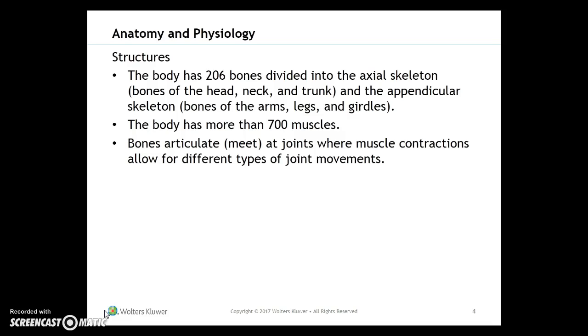So when we look at the structures, the body has 206 bones in it. It's divided into the axial skeleton, so the bones of the head, the neck, and the trunk, and the appendicular skeleton, so the bones of the arms, legs, and the girdles. And the body has more than 700 muscles, and these bones articulate, meet at joints, where muscle contractions allow for different types of joint movements.